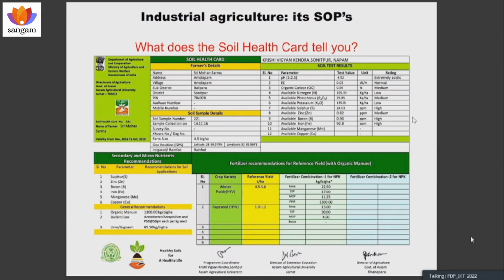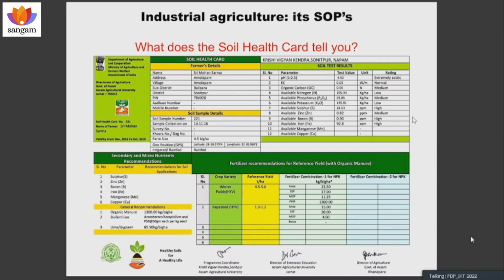There is a column which says all these nutrients. Then there is a column which says how much your land has. Then there is a column which says how much it should have. And if you look below, it will tell you what you should go to the market and buy to supplement what is missing. This is the basis of chemical industrial agriculture, modern agriculture, which we are following today.